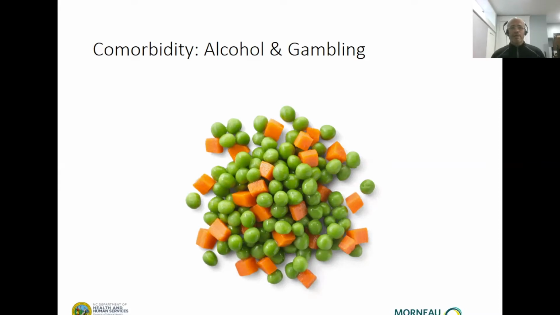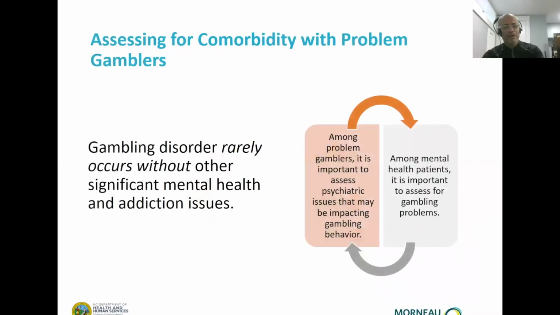So now let's talk about that connection that I briefly led to during our intro between alcohol and gambling. It's kind of like peas and carrots, for all of you that have watched the movie Forrest Gump. You know what I'm talking about with peas and carrots. They kind of go together, right? Now, as with all, if not most, mental health disorders, gambling disorder rarely occurs without other significant mental health and addiction issues. In fact, gambling disorder being comorbid with other disorders is usually the rule rather than the exception.